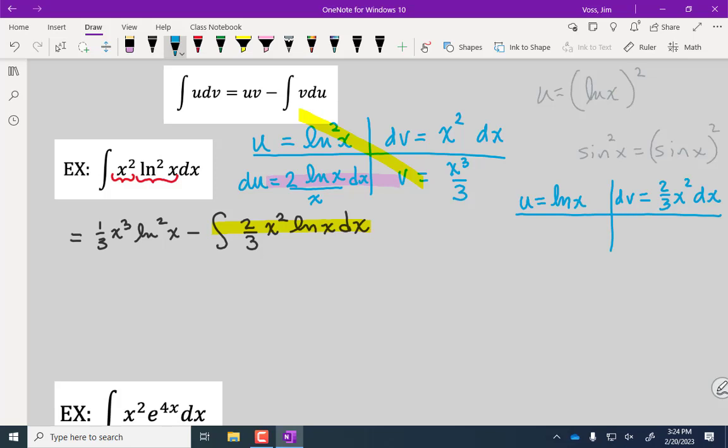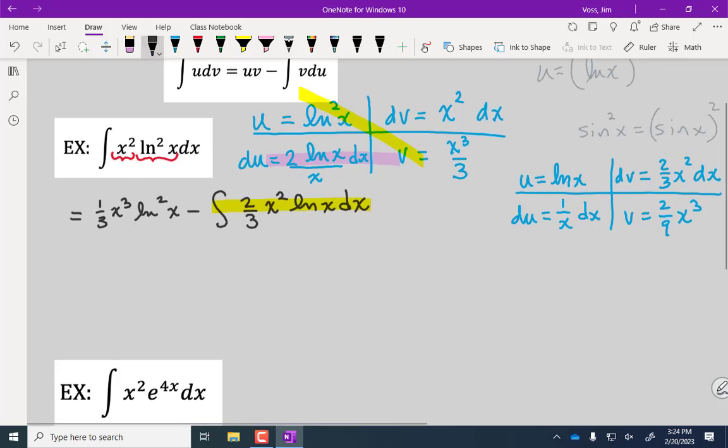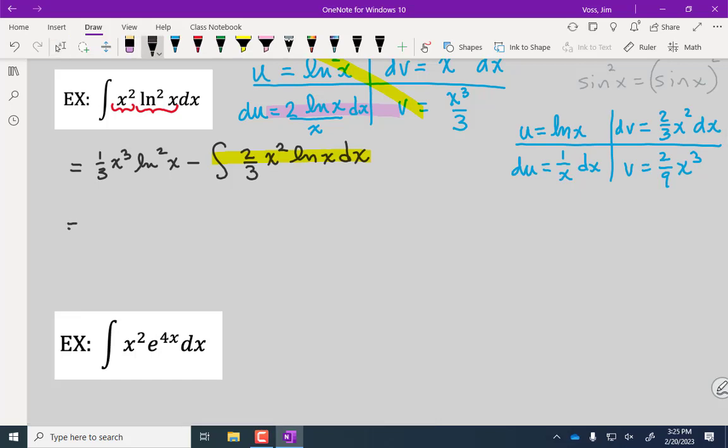And then our derivative column will have du is 1 over x dx. And the integral column will be 2/9 x cubed. And so we're hoping that this is the last integration by parts. There are times where 2 is not enough. Hopefully it will be enough this time.